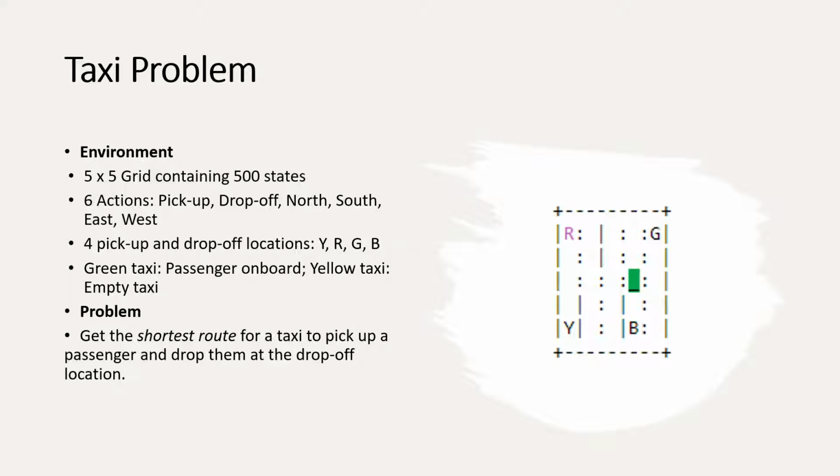Taxi problem. In this problem, our agent is a taxi who needs to find the smallest route to pick up a passenger and drop them off at the right location. The environment of the taxi can be interpreted as a parking lot. There are 500 states and 6 actions that the taxi can take.